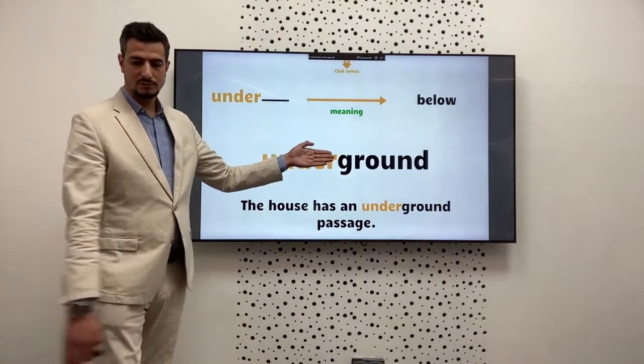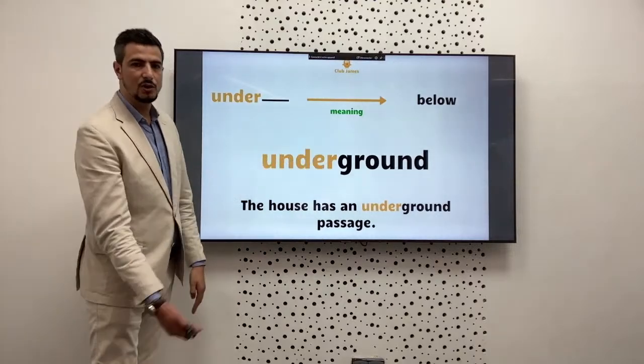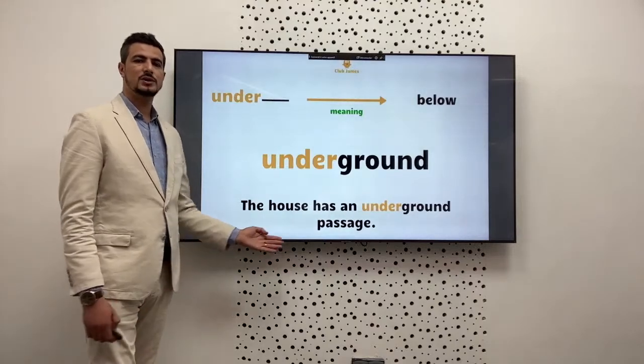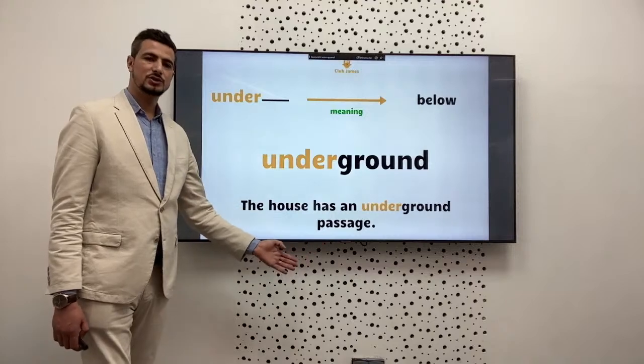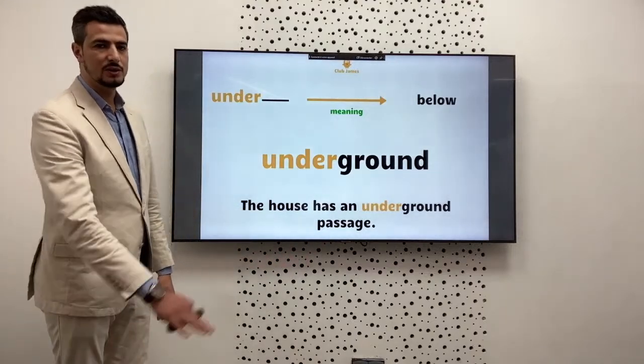Another example of the prefix under is underground. Ground, you know what is the ground? The land, the soil. Underground is below the ground, something underneath the ground. The house has an underground passage. In some old houses, they make underground passages.